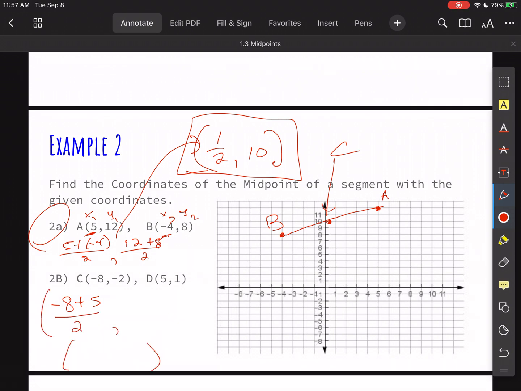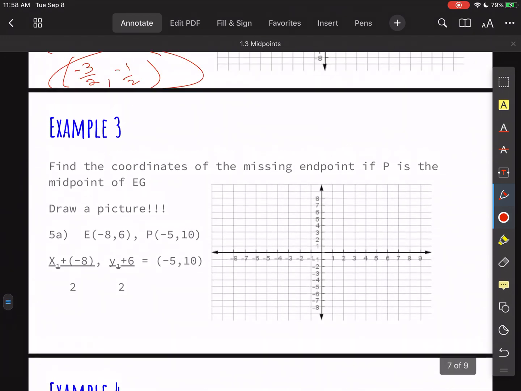Okay, I can represent these as a coordinate. Do the same thing with the y's, -2 plus 1 divided by 2. Okay, so then we're just going to simplify. Negative 8 plus 5 is negative 3 halves, and then negative 2 plus 1 is negative 1 half, and that is my coordinate. So that's example 2. Shouldn't be too bad, hopefully, not yet.